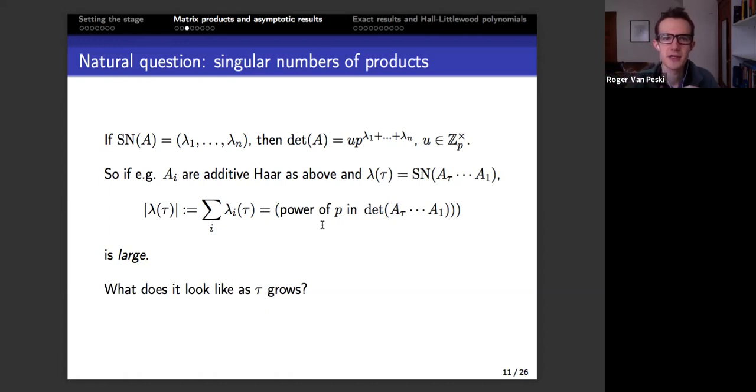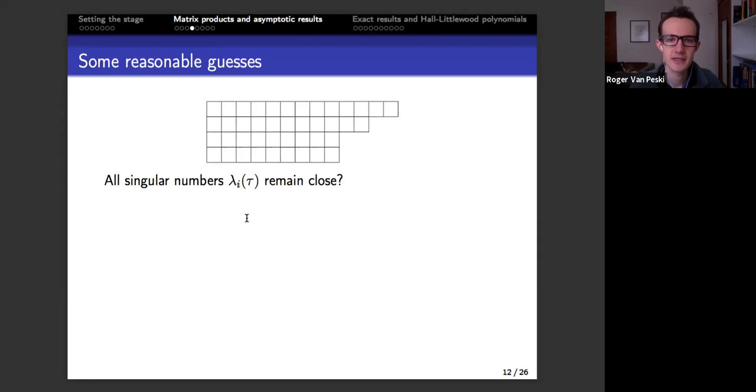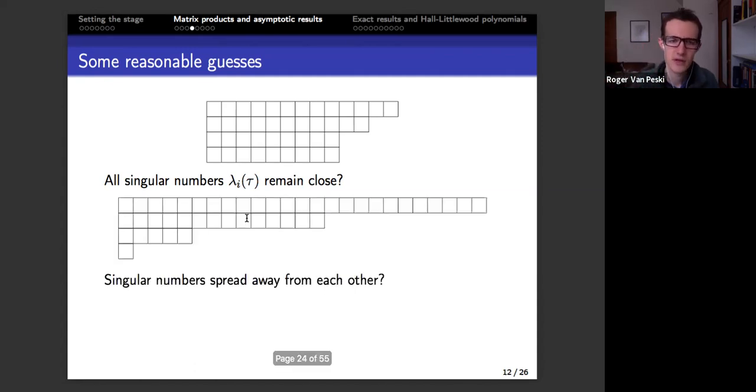But then it's still a question, I have some n tuple of numbers, and I know that their sum is getting bigger as I increase tau, the number of matrices that I'm multiplying. But what do the individual singular numbers look like as tau grows? And so a couple of reasonable guesses are that they're all growing at basically the same rate, and they're all staying pretty close together. Another possibility is that maybe they're all growing roughly linearly, but at different rates. And so they're sort of spread apart from one another linearly.